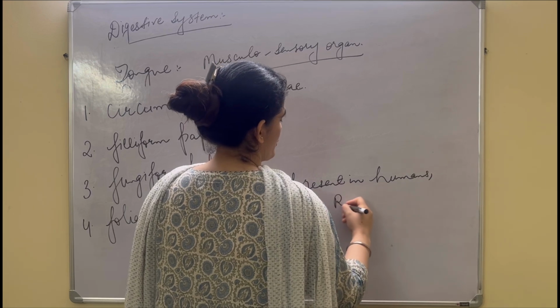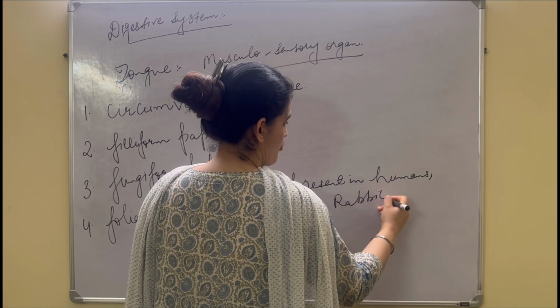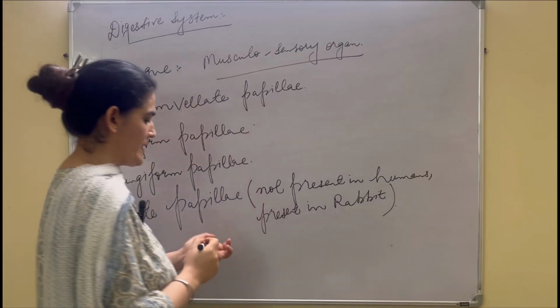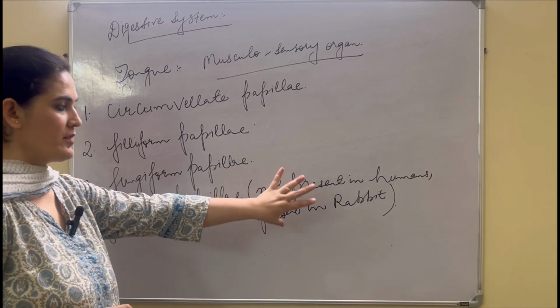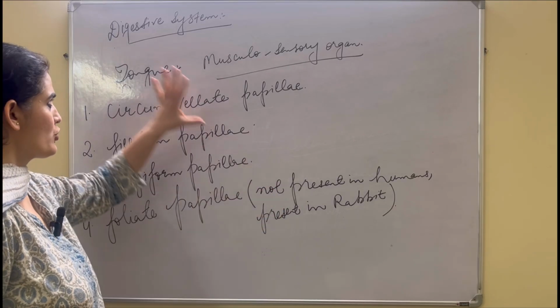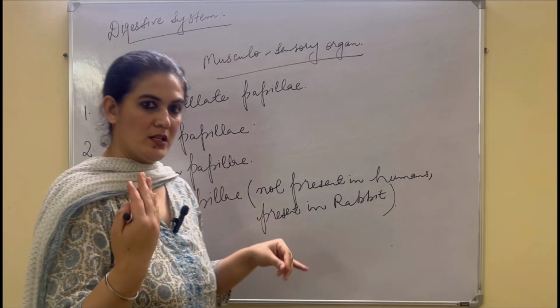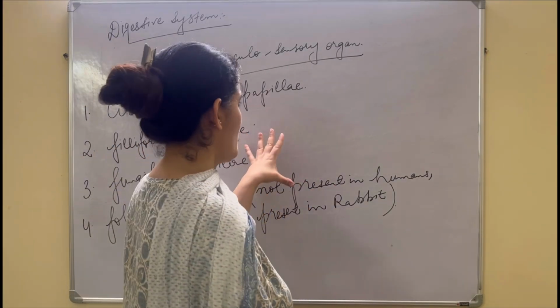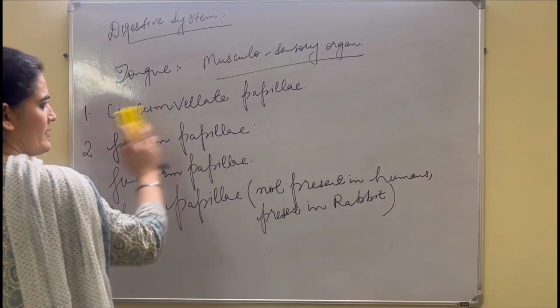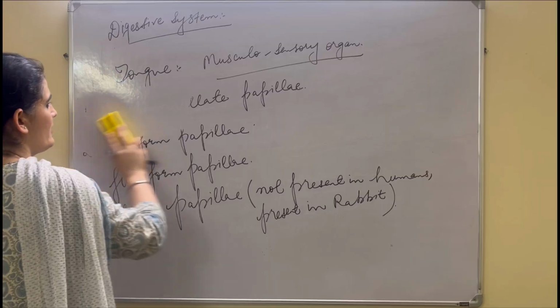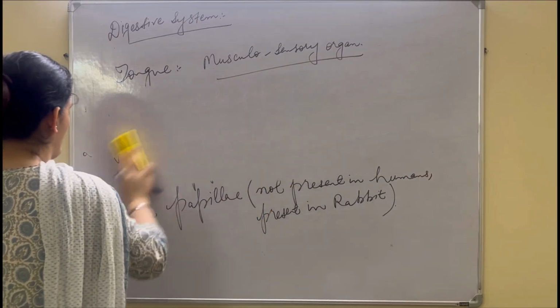ये भी कभी क्वेश्चन आ सकता है, आपका एमसीक्यू बन सकता है आपके कॉम्पिटिटिव एग्जाम्स में. Foliate papillae is not present in humans, it's present in rabbit. You should know this. Now we will learn about these papillae, what they do and where they are present on the tongue. Now let's draw the diagram of the tongue again and study this one by one.